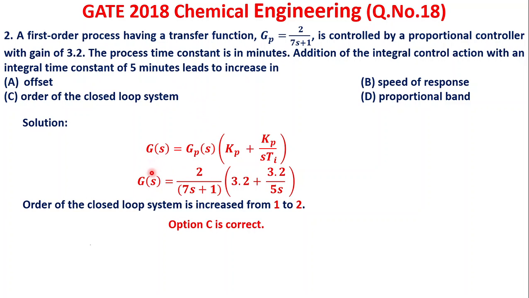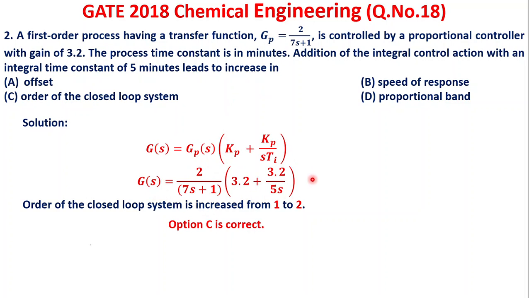So your plant transfer function is 2 by 7s plus 1. It is controlled by a proportional controller. Proportional plus integral controller is Kp into 1 plus 1 by s tau I. Kp means only proportional, and integral means it is Ki by s, that is Kp by tau I s. Now this Kp is given to be 3.2, tau I is given to be 5, substituted. So Gp of s is this.